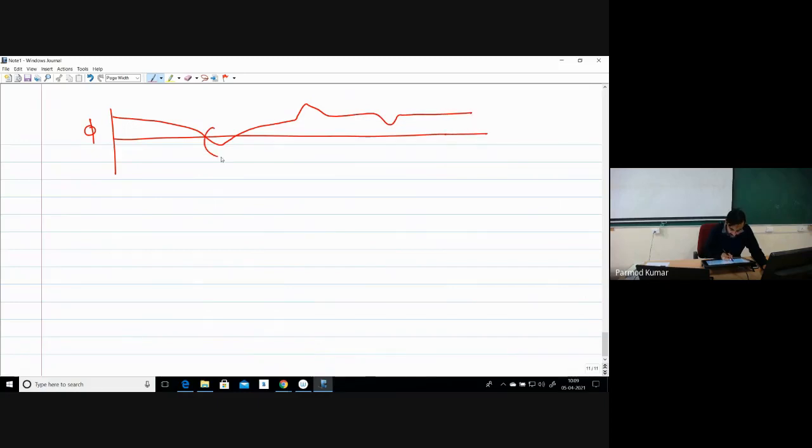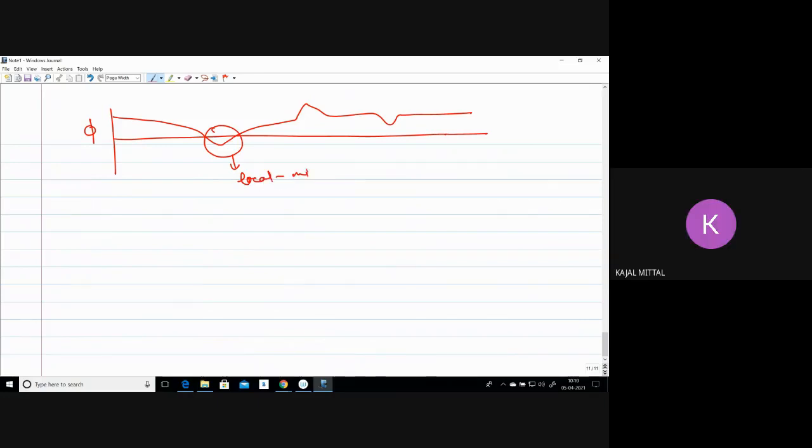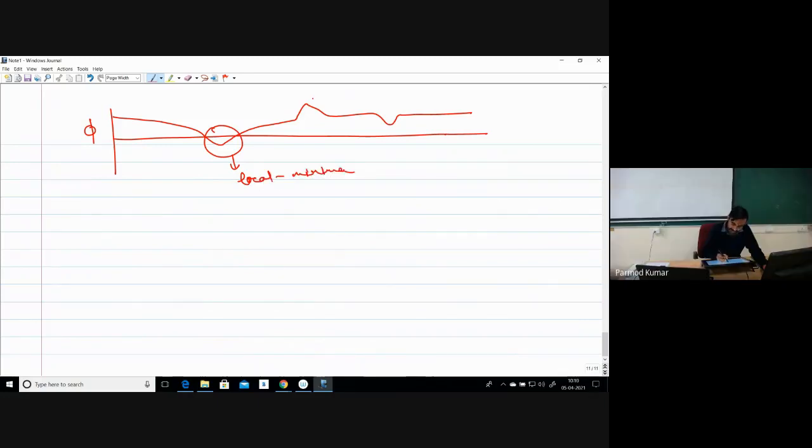So what is this over here? This is some local minima. What is this over here? This is some local maxima. This is another local minima.